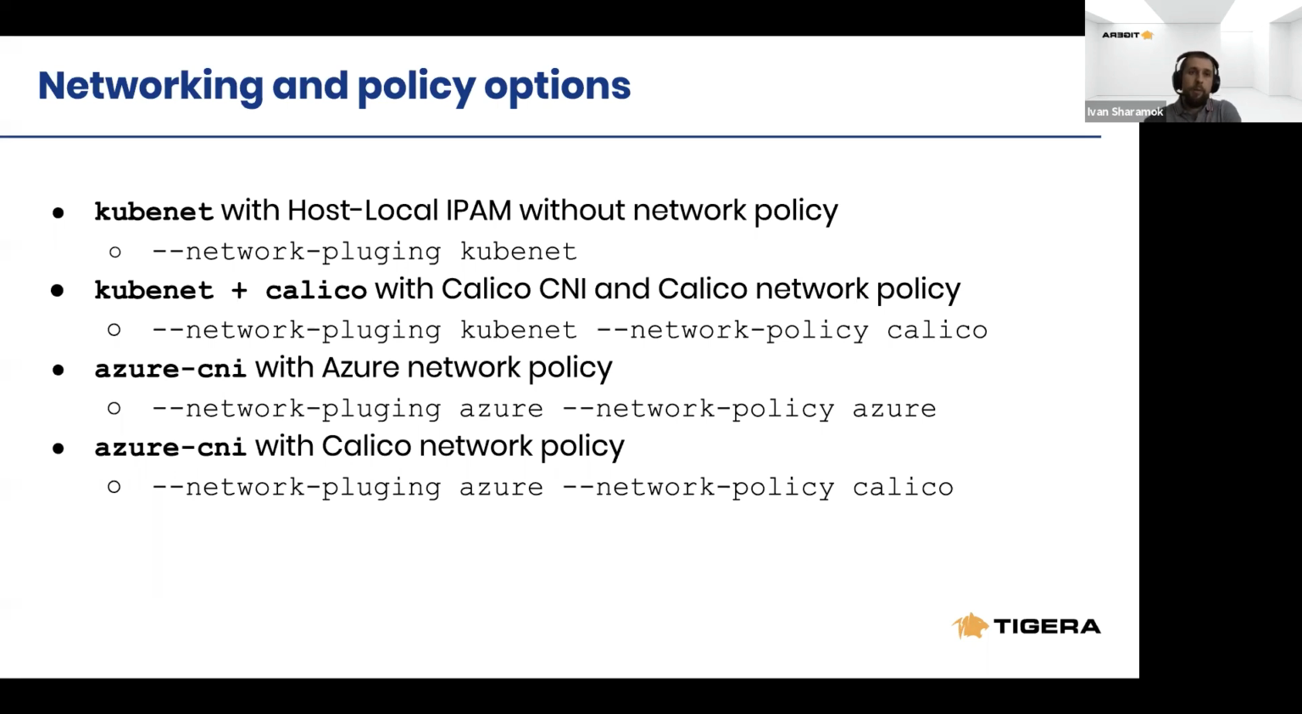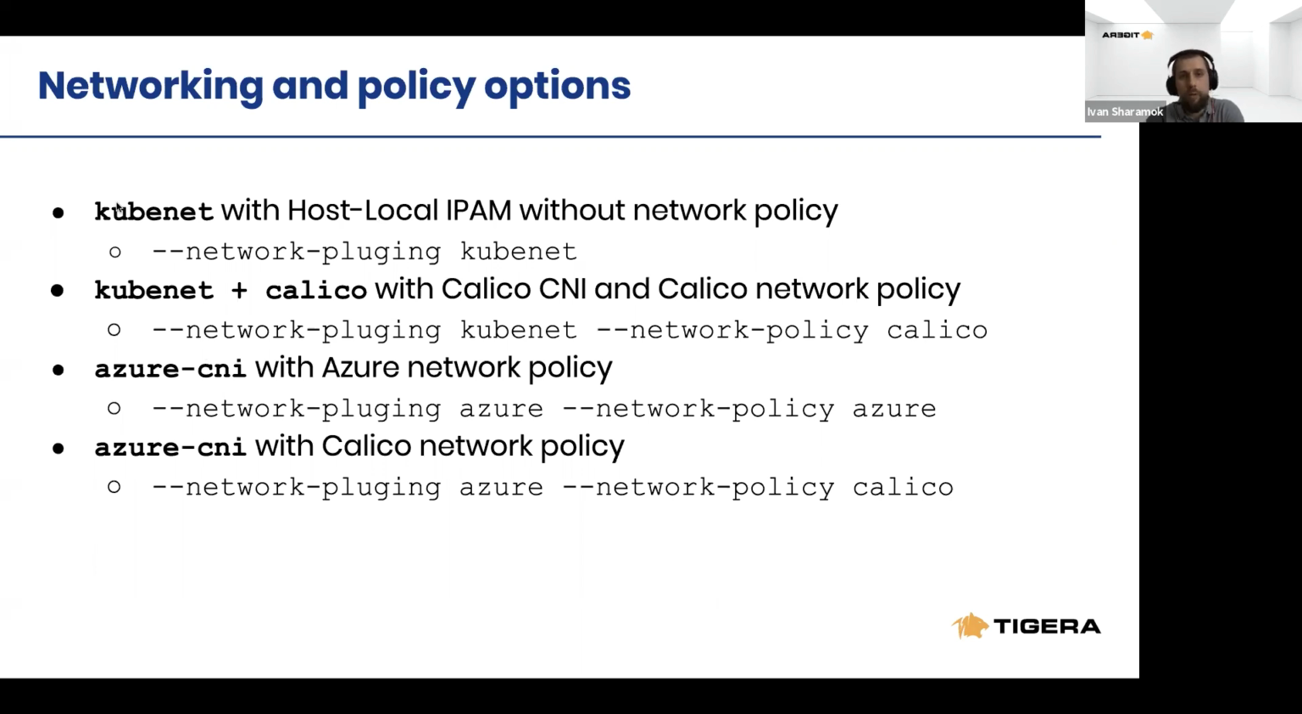So now about AKS networking options and policy options. There are several settings that affect how your AKS cluster is going to be built. The most basic one is called Kubenet, where basic networking is set up with host local IPAM without any network policy. You can see the option for Azure CLI AKS whenever you build the cluster. So if you use network plugin kubenet without mentioning any policy, then that's what your setup is going to be.